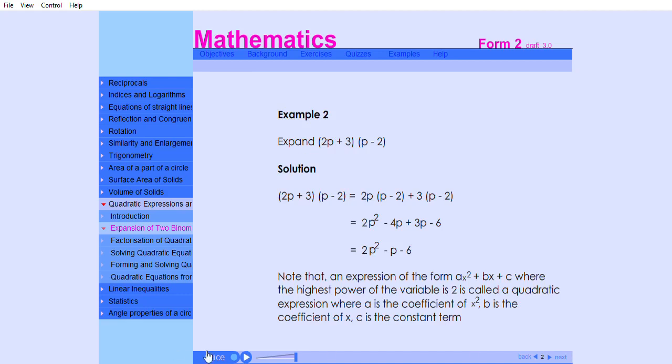Example 2. Expand (2p + 3)(p - 2). Solution.